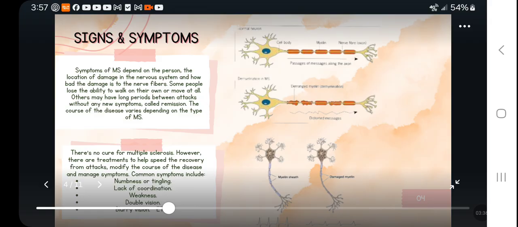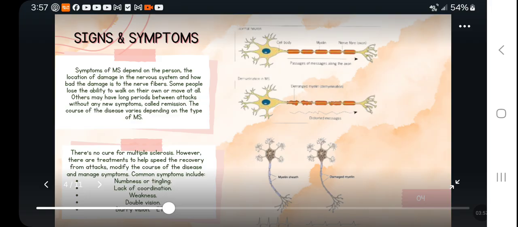There is no cure for multiple sclerosis. However, there are treatments to help speed the recovery from attacks, modify the course of the disease, and manage symptoms. Common symptoms include numbness or tingling, lack of coordination, weakness, double vision, blurry vision, etc.